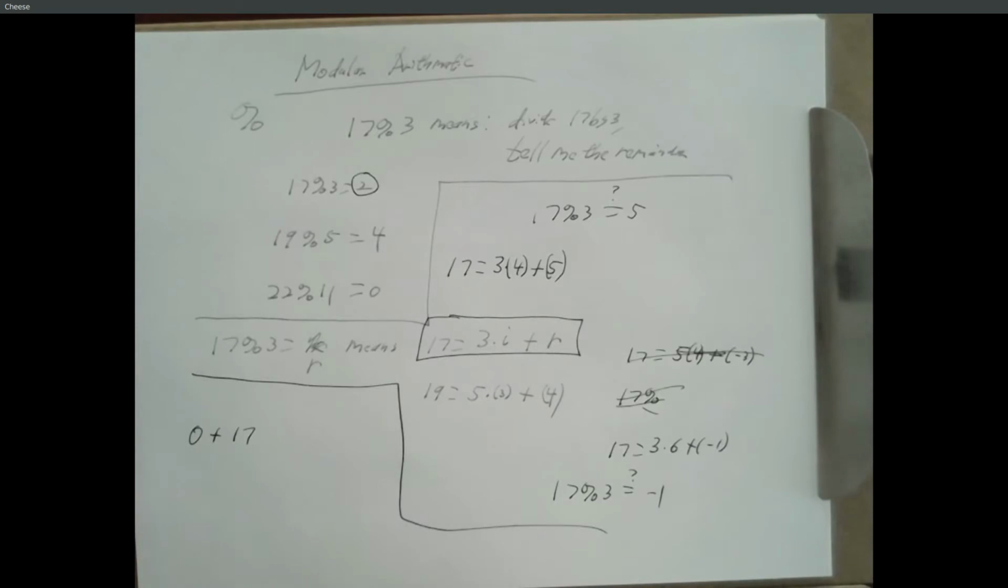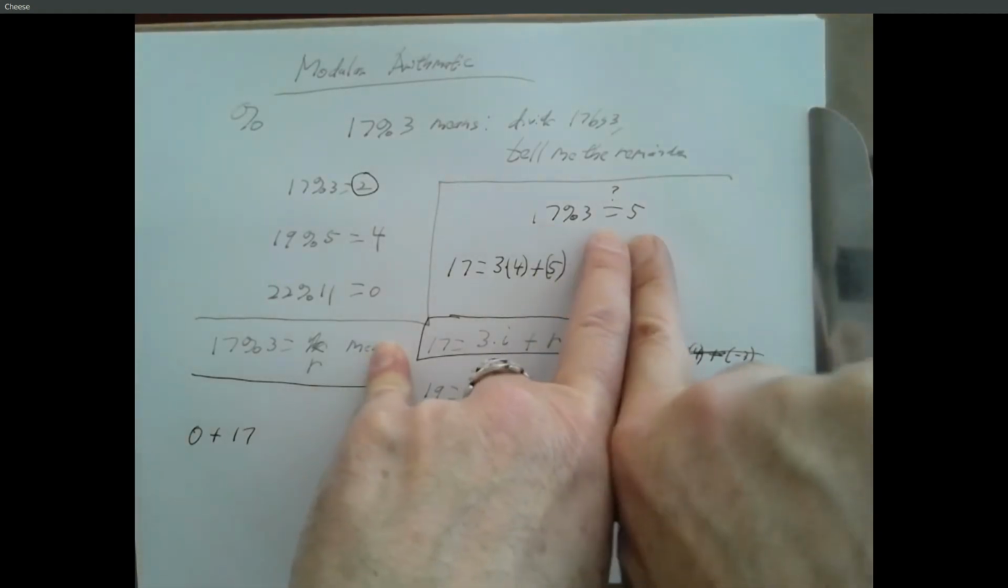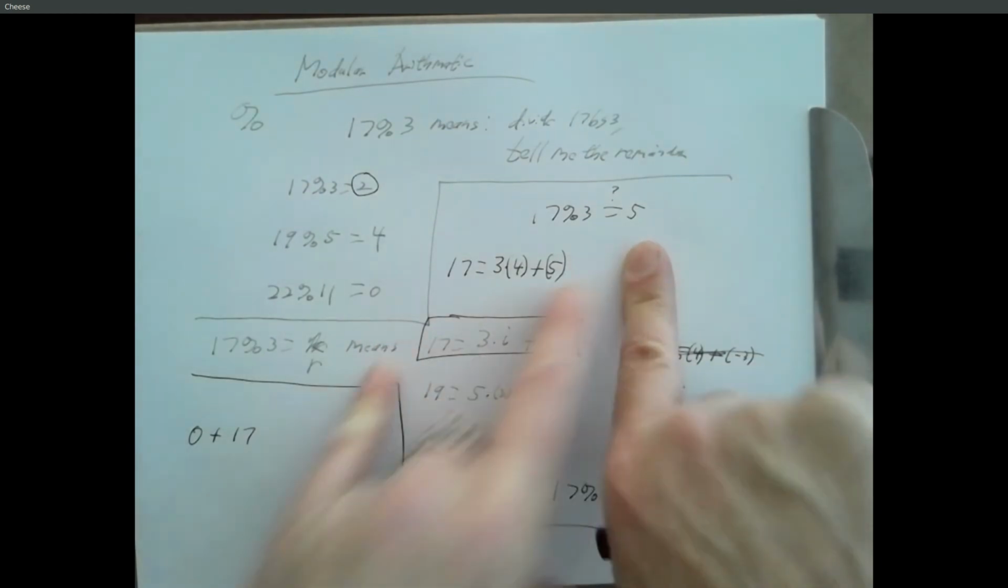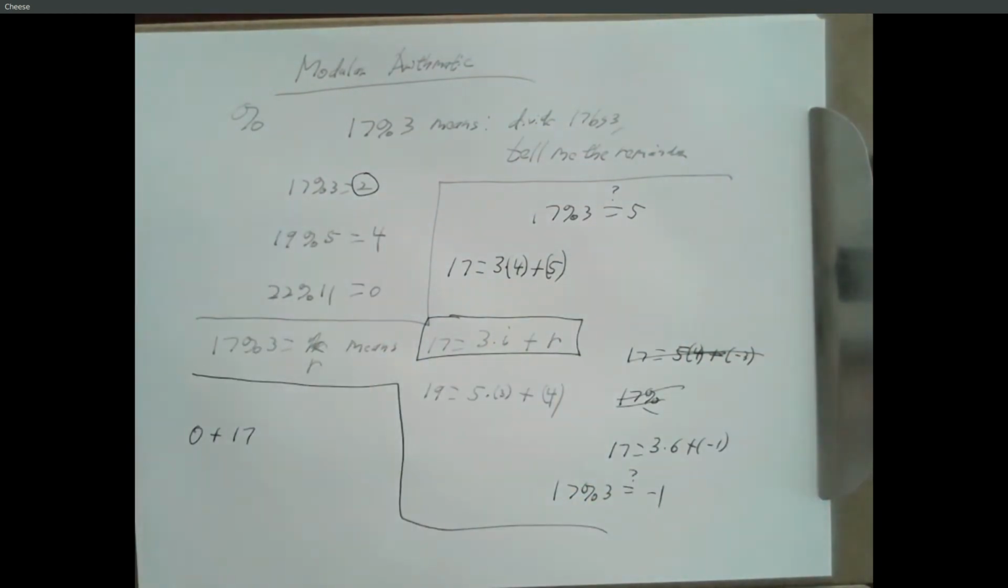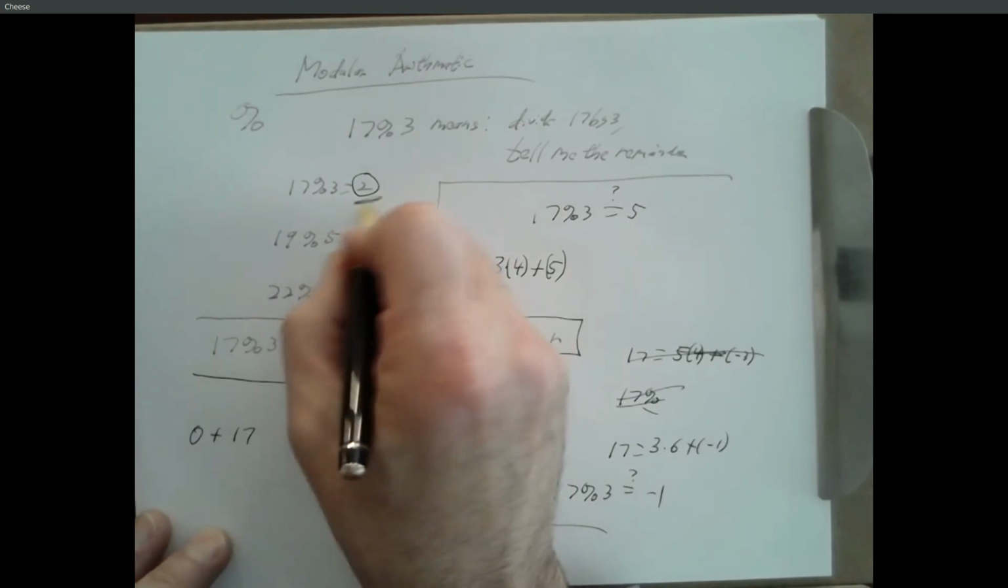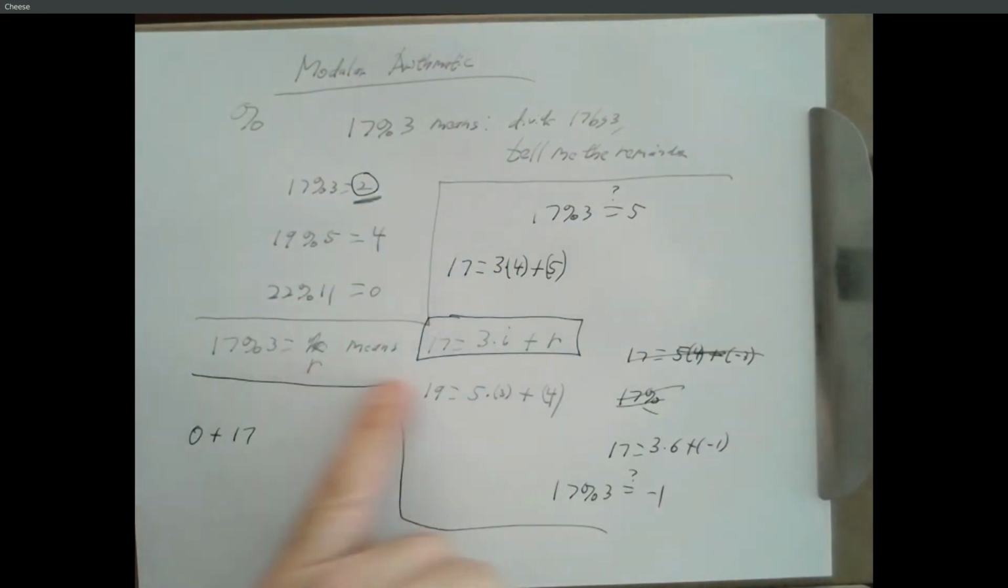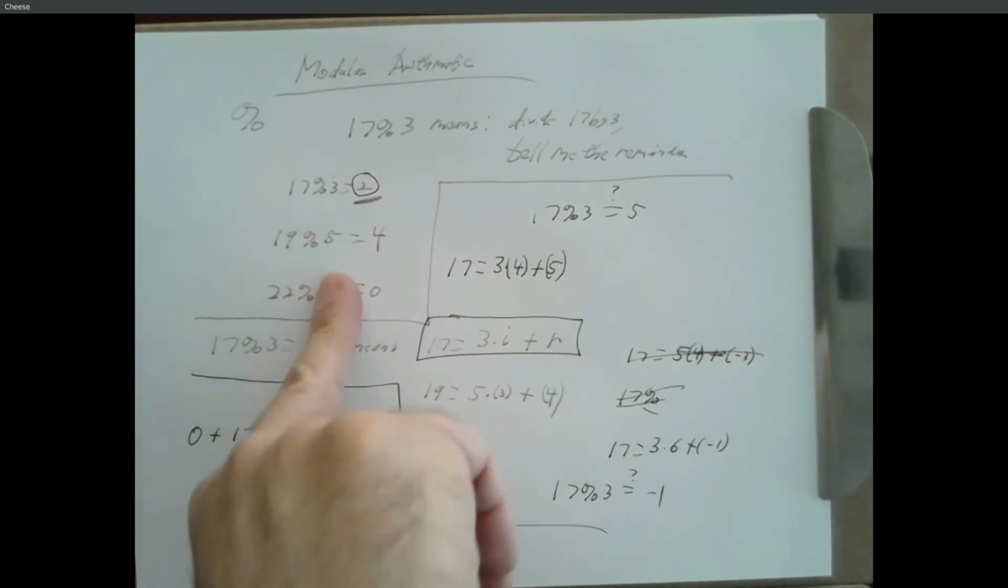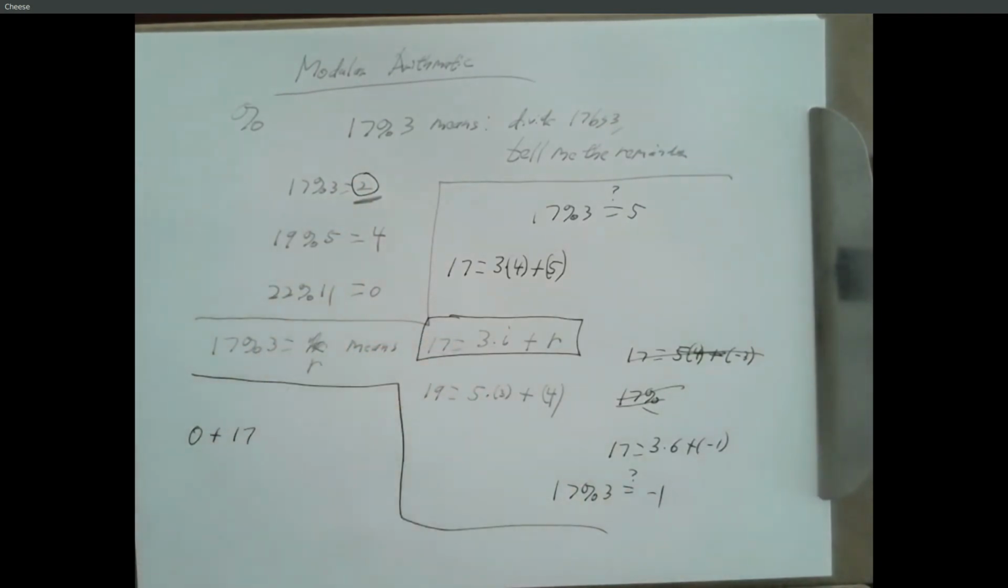So you got to take away as many threes as you can, but not too many. Here we took away too many, right? And we ended up with a negative remainder. Here we didn't take away enough. We could have taken away another three. Here we took away just enough. So this thing called the division algorithm is a theorem that always says there's a unique number that satisfies this property and sits between zero and your number minus one. But it just says we're going to agree when we say what are these things equal to, right?